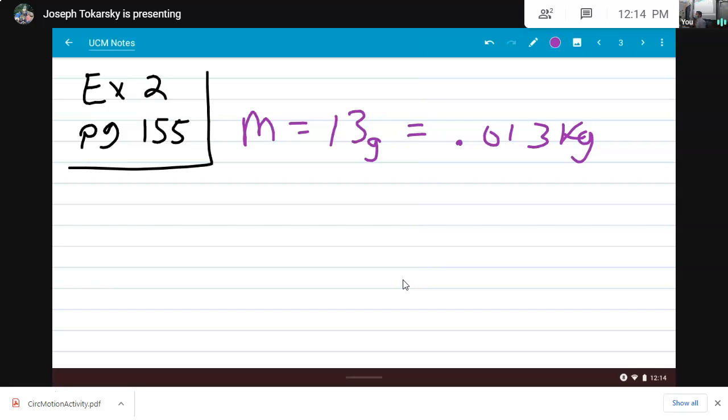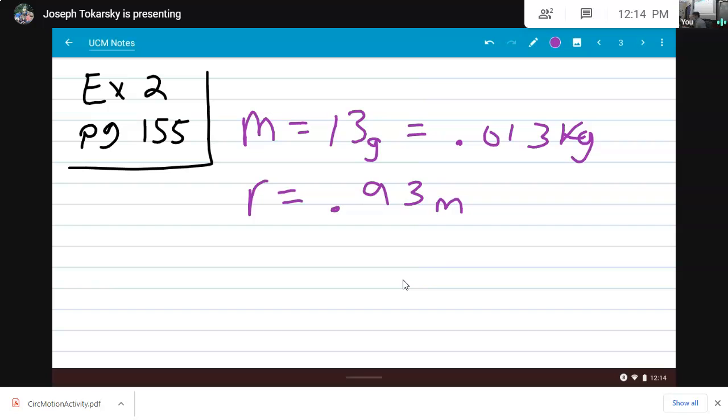Sometimes they'll throw in diameter. Obviously, we should know we have to cut it in half if it gives the diameter, and throw it in as radius. Just be aware to look out for that. So R equals 0.93 meters. If that was in centimeters, make sure you convert to meters, but we're good here.